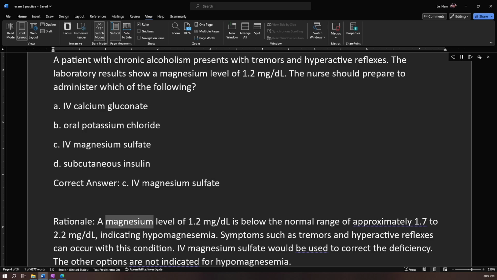Rationale: a magnesium level of 1.2 milligrams per deciliter is below the normal range of approximately 1.7 to 2.2 milligrams per deciliter, indicating hypomagnesemia. Symptoms such as tremors and hyperactive reflexes can occur with this condition. IV magnesium sulfate would be used to correct the deficiency. The other options are not indicated for hypomagnesemia.